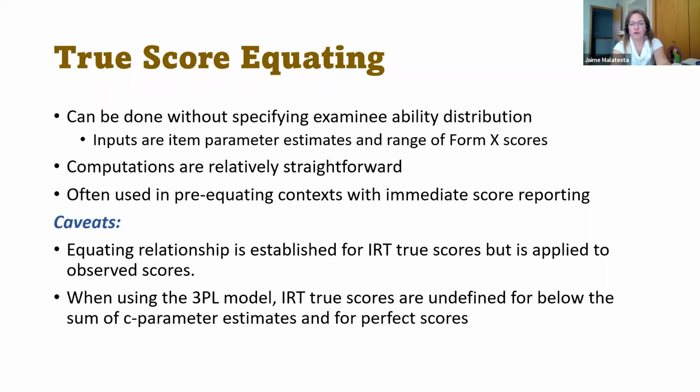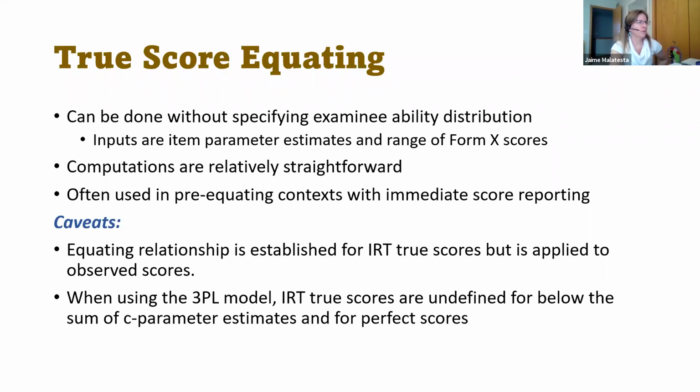And like I said, this is why I think IRT true score equating is used more commonly in practice, because it allows for this pre-equating context where you can come up with the raw to scale score conversion table prior to even administering your exam to candidates, as long as you have the IRT item parameter estimates available, and you obviously know the maximum number of items or number correct score range for your tests. You can go ahead and create these raw to scale score conversion tables before even giving out your exam to candidates. But there are some caveats with IRT true score equating.